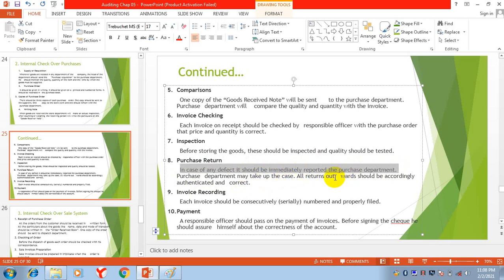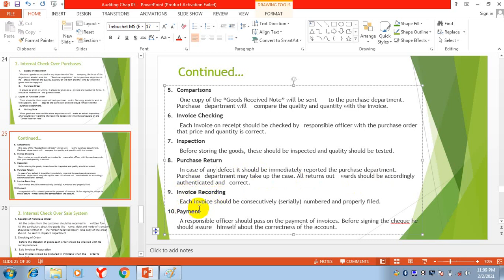All returns outwards should be accordingly authenticated and correct. Now, the purchase department will return these goods to the supplier. So for purchase returns, the goods which are defective, we will inform the purchase department and the purchase department will then take action.